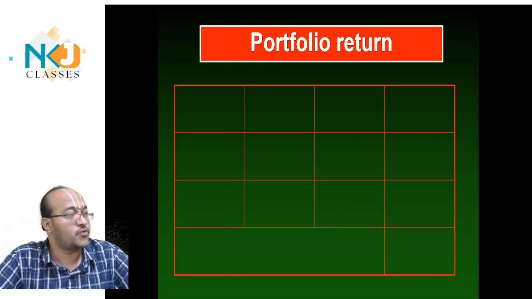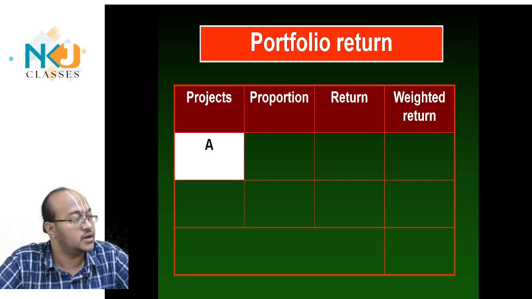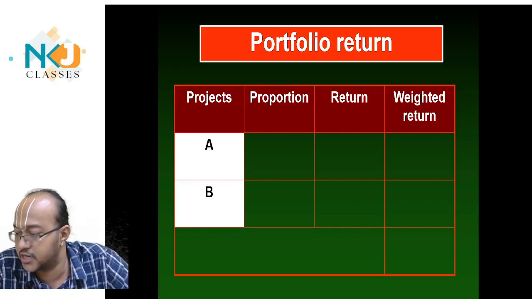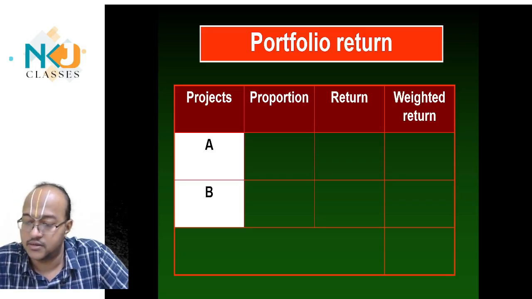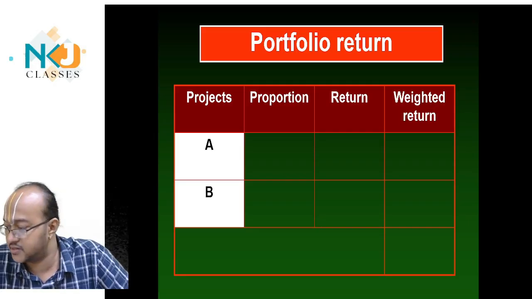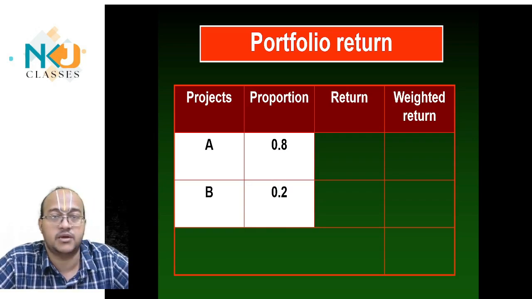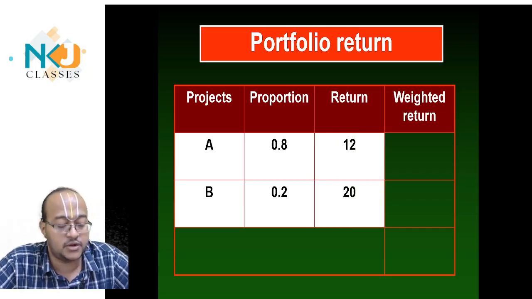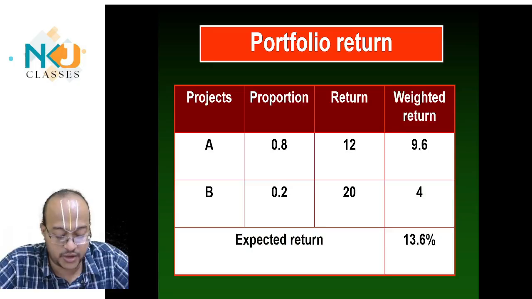Right. Portfolio return. Projects, proportion, return and weighted return. A, B. What is the proportion? You should tell me, what is the proportion of these projects? 80% and 20%. 80% for project A, and 20% for project B. So 0.8 and 0.2. Next, what is the return? 12% and 20%. What is the weighted return? 9.6 plus 4, 13.6.